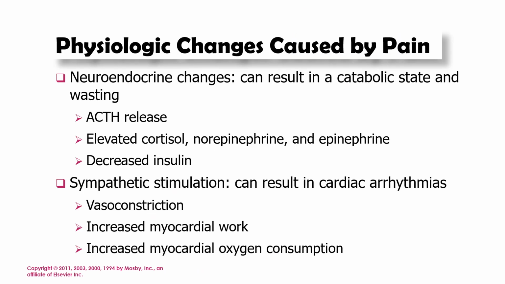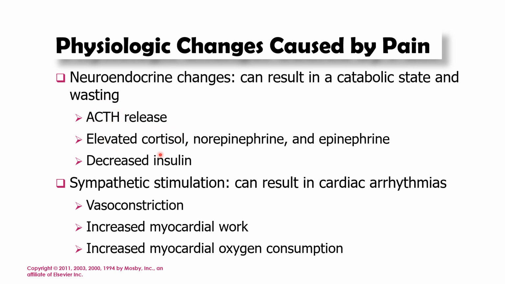These are the physiological changes that are caused by pain in the body. It can result in changes in the neuroendocrine system, as well as stimulation of the sympathetic nervous system. The neuroendocrine changes can result in a catabolic state, which is the degradative breakdown or release of energy by the animal, and wasting or emaciation, or the overall loss of mass, both fat and muscle. Specific neuroendocrine changes include the release of adrenocorticotropic hormone and elevated cortisol.